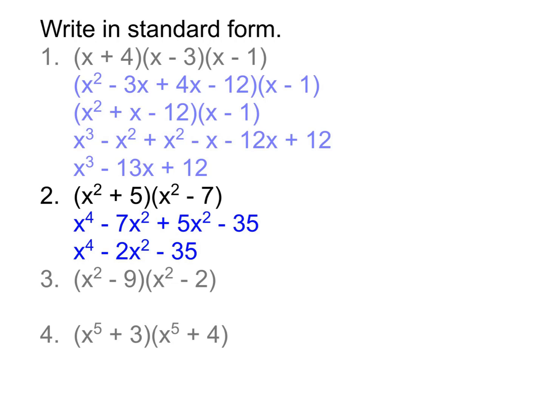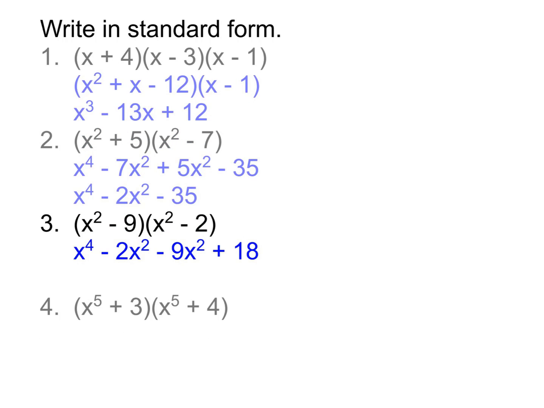All right, so on to number 3 now. We approach number 3 just like we did with number 2. Multiply everything in the first by everything in the second. Then combine like terms. You should get x to the 4th minus 11x squared plus 18.